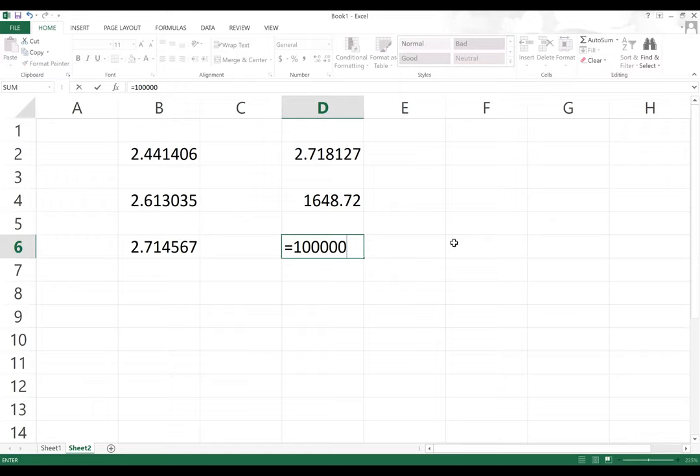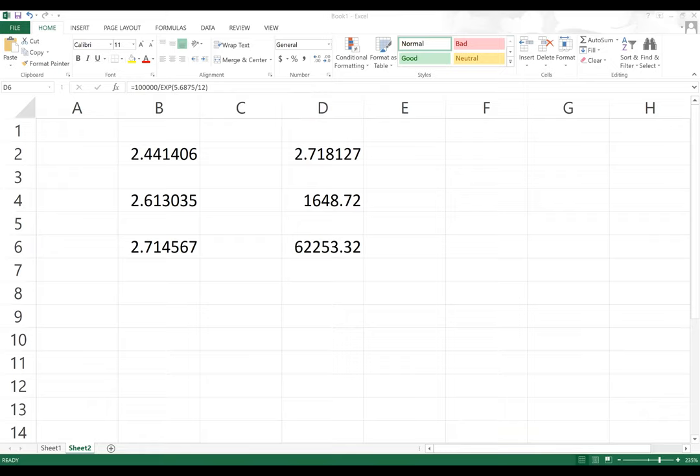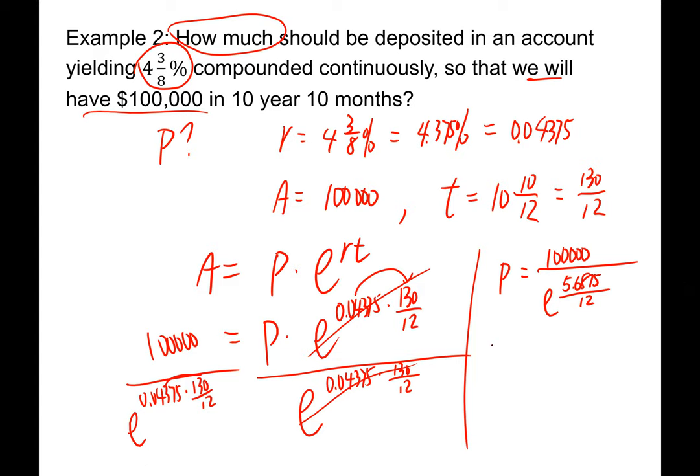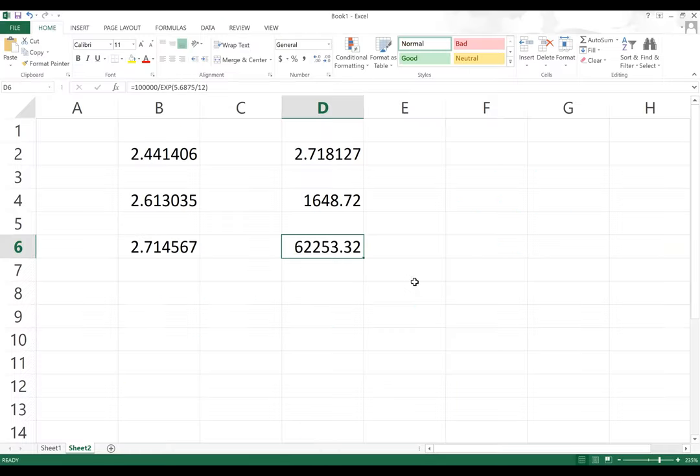Okay. Now once you simplify to this extent, then we throw it into Excel. So you get 100,000 divided by EXP, E raised to, open parentheses, 5.6875 divided by 12. Okay, and now if you input it correctly, just hit enter and I get a result. So it turned out to be $62,353.32. That means that's your initial investment. Once you put in the initial investment, then you get the final result, so this is approximately $62,353.32.